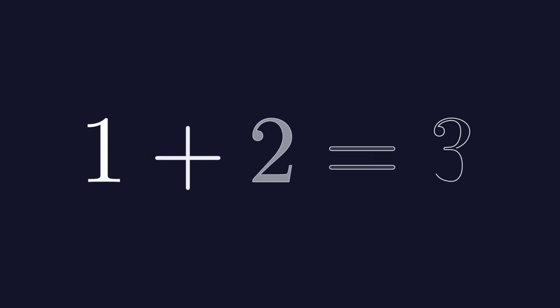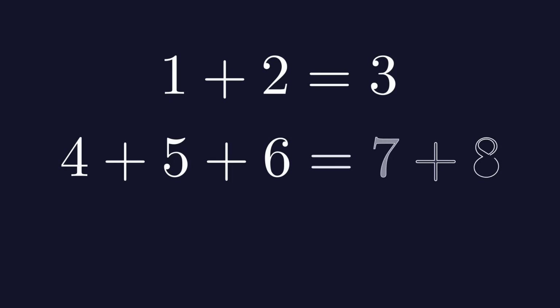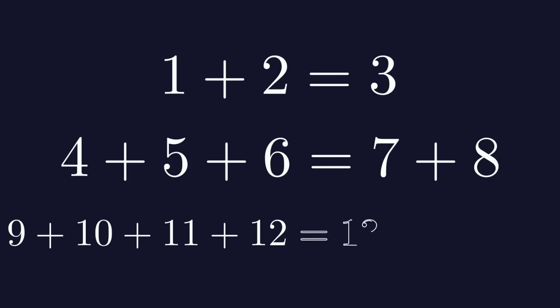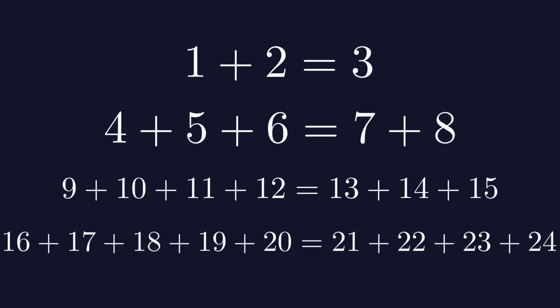1 plus 2 is equal to 3, but also 4 plus 5 plus 6 is equal to 7 plus 8, and 9 plus 10 plus 11 plus 12 is equal to 13 plus 14 plus 15. And this pattern continues forever.